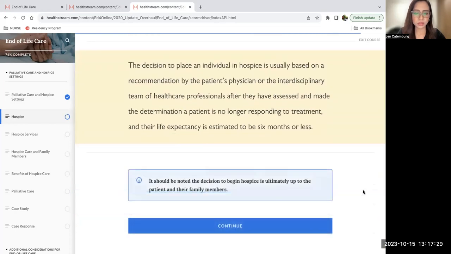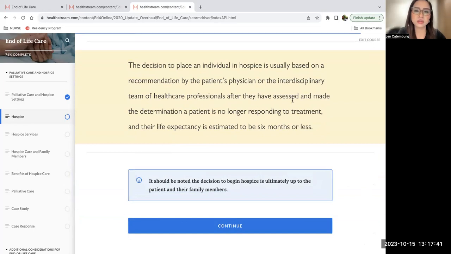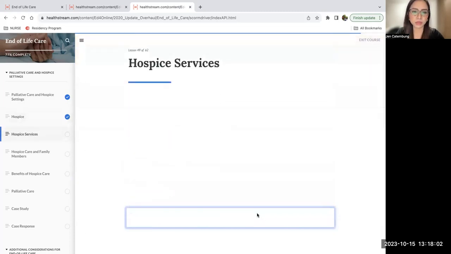The decision to place an individual in hospice is usually based on a recommendation by the patient's physician or the interdisciplinary team of health care professionals after they have assessed and made the determination that the patient is no longer responding to treatment and their life expectancy is estimated to be 6 months or less. It should be noted the decision to begin hospice is ultimately up to the patient and their family members.